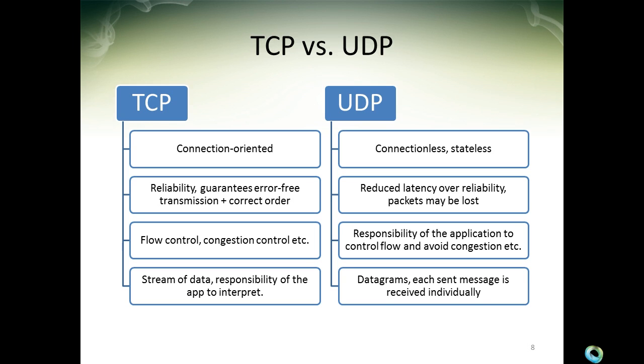With UDP, it's your responsibility to make sure that you're not flooding a receiver. For example, let's say you're sending data to a computing device that has not very much computing power, a weak processor, a weak CPU, and it's not able to keep up with the amount of data you send to it, then TCP will try to handle that and UDP won't. With UDP, you have the responsibility to do that yourself.